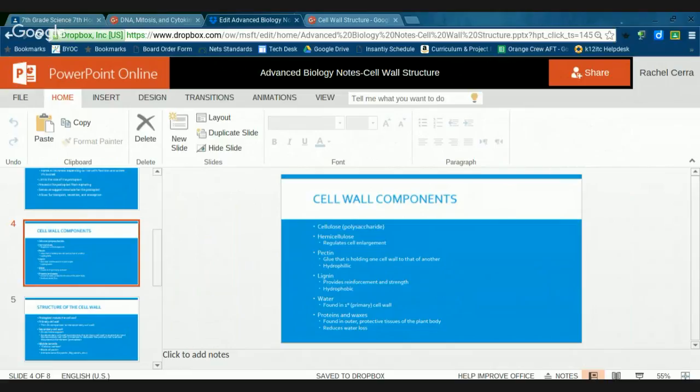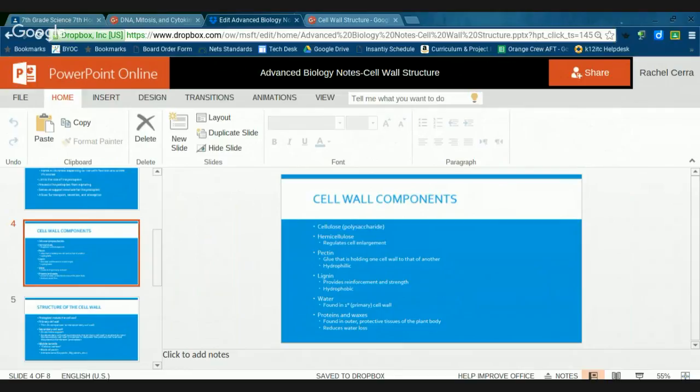We've also got pectin, which we talked about last time. It was produced by the Golgi, those pectin-filled vesicles, during cytokinesis. And then when those vesicles burst, they released the pectin in between the two new cells. And remember, it's kind of the glue.